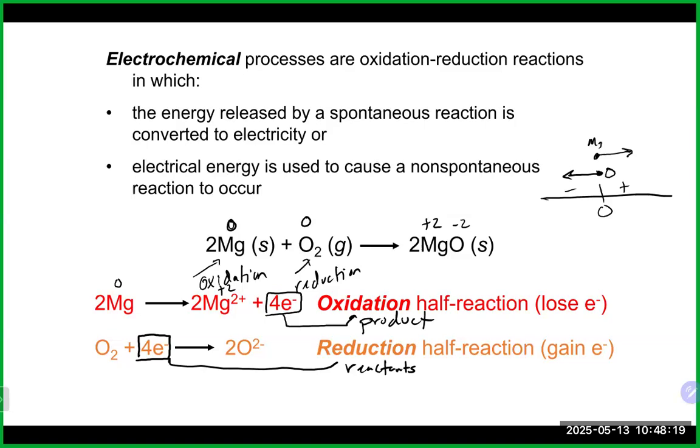By the way, the number of electrons is the same in each half reaction, and they should always be the same because however many electrons are being sent over this way is how many electrons the oxygen should gain. So it should always be balanced in terms of the number of electrons. That's also why we have 4 electrons here, because each magnesium will lose 2 electrons, and we have 2 magnesiums. So that's a grand total of 4.